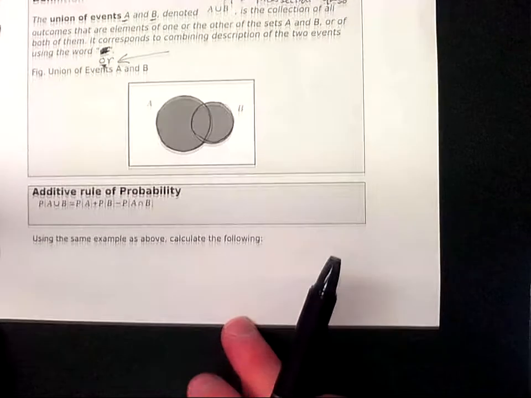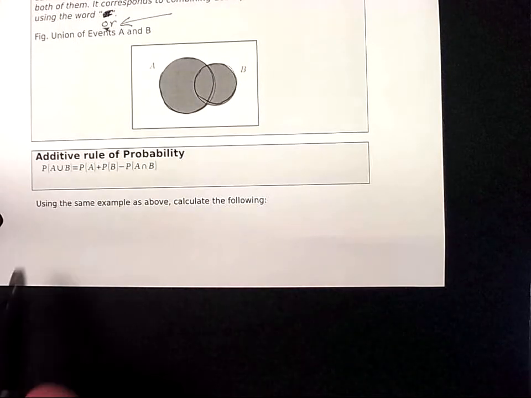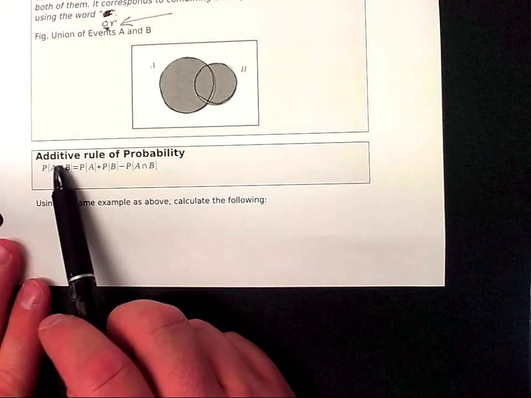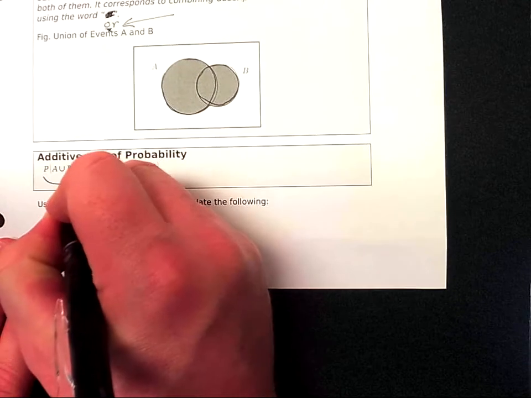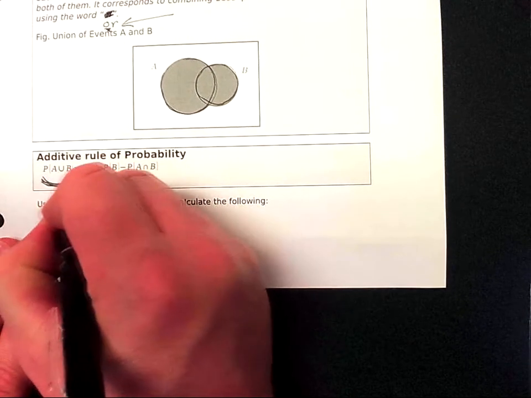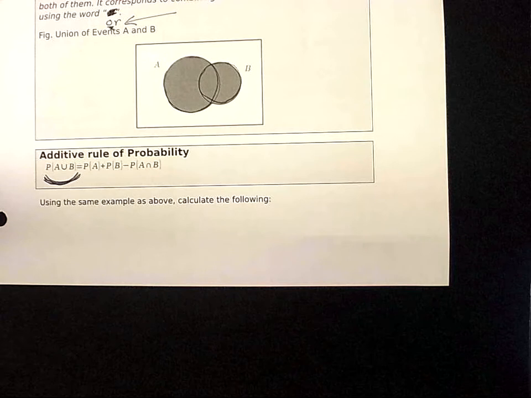All right. Now we have this right here with the additive rule for probability, or how do we find the probability of A union B? The way that we figure out the probability of A union B is this formula right here: the probability of A plus the probability of B, but then we have to subtract out the probability of A intersection B. Now, why are we subtracting out the probability of A intersection B? Well, let's take a look at it here for a second.